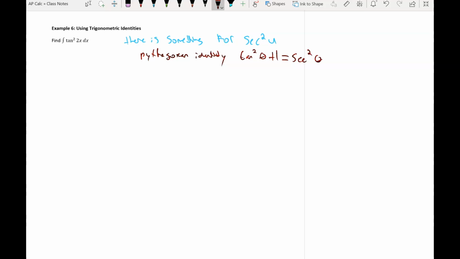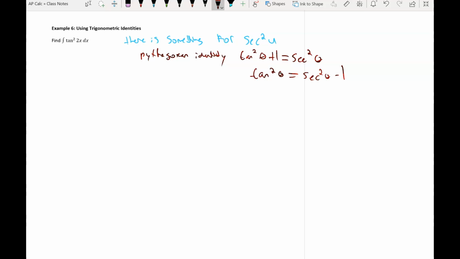Well, what you can do here is we want to get this to look like secant squared of something, because we know the antiderivative of secant squared of something. So what we can do here is just rewrite this and substitute our value. This is the same as tangent squared theta. And if we subtract that one, this is the same as secant squared of theta minus 1. Now, this is just the Pythagorean identity in theta. We're actually using 2x. That's going to be our theta or our u.